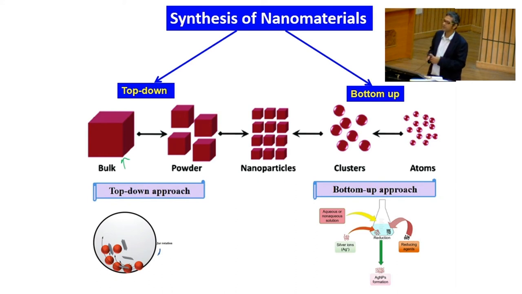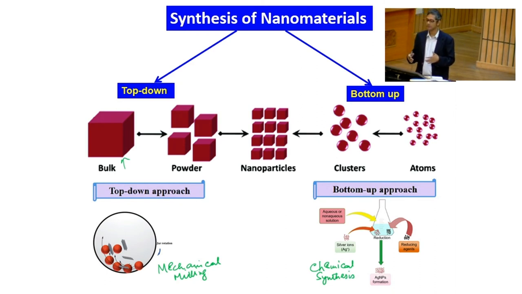Or with the bottom up, you start with atoms, like a metallic vapor. They're atoms, loosely bonded. Then they condense, form clusters, and then the clusters grow and form nanoparticles, right? So the top-down example is your ball milling or mechanical milling. The bottom-up approach is chemical synthesis. All the chemical synthesis routes come under that. For example, if you are using silver salts, you reduce the silver ion and you can get silver nanoparticles, right? That we will discuss later on, how it can be done.